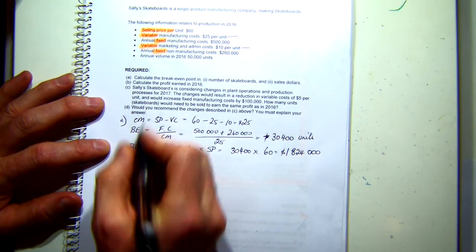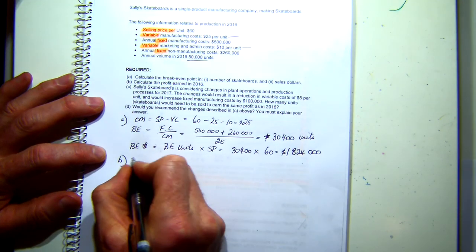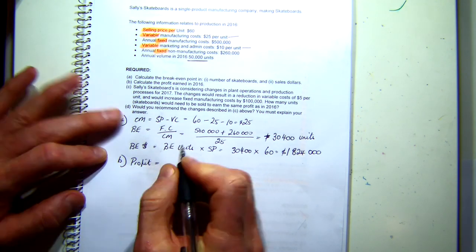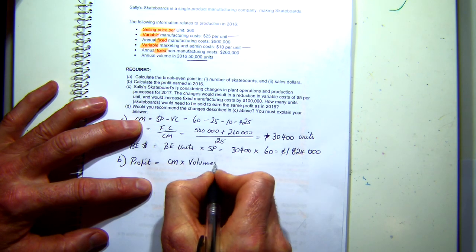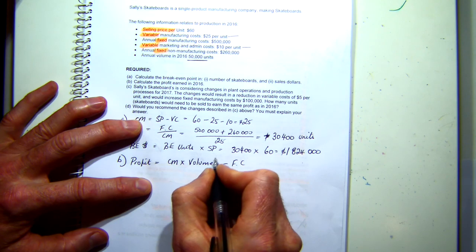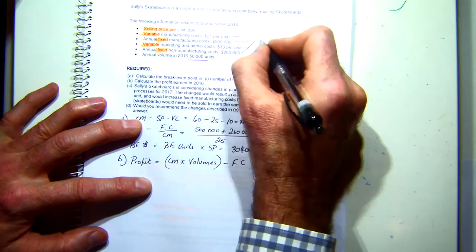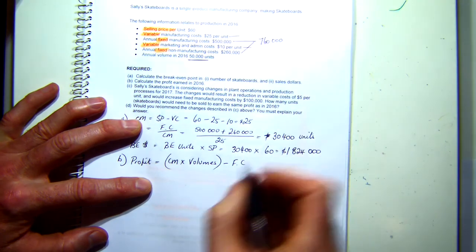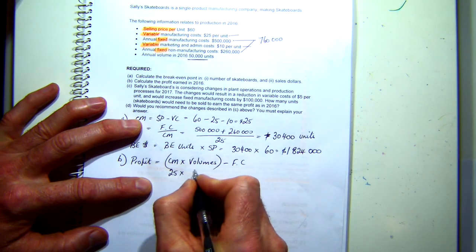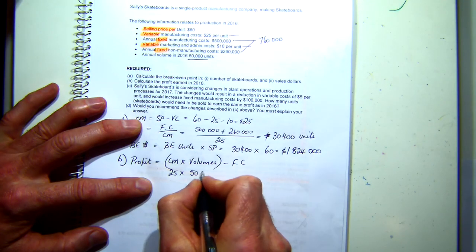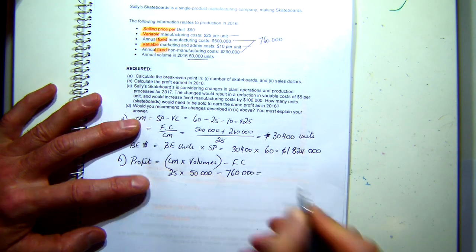Let's have a look at B, which says calculate the profit earned. The profit earned has to rely on my volume. Profit equals my contribution margin times my volume minus fixed cost. My fixed cost is this one and this one, which is 760,000. My contribution margin was 25, which we calculated. So 25 times 50,000 units minus $760,000.